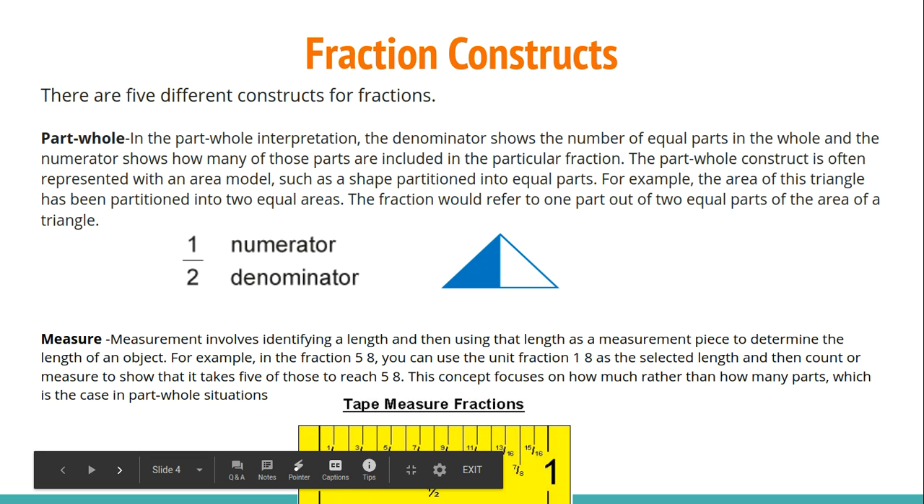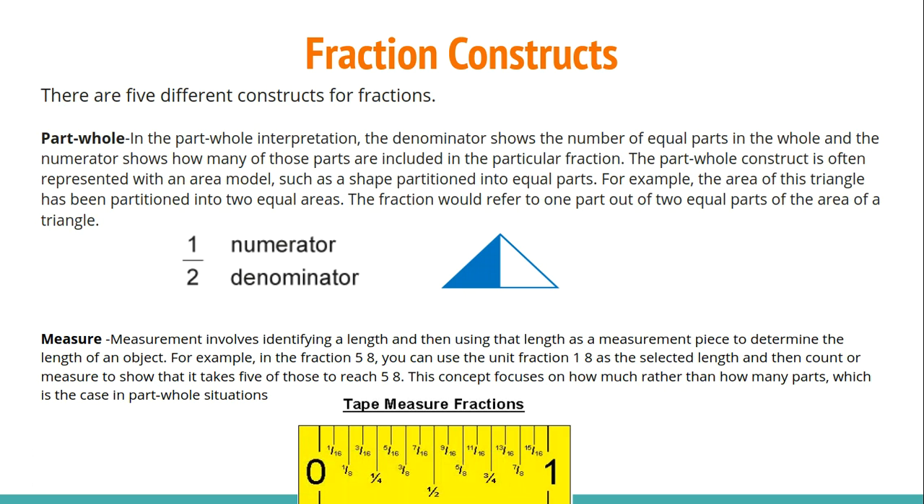I have a great example right here. The area of this triangle that you see right here has been partitioned into 2 equal areas. The fraction would refer to the one part out of 2 equal parts of the area of the triangle. So you have 1 as the numerator, and the whole would be the denominator. So the whole triangle, denominator 2, and then you split it in half. So they shaded in just half the triangle. So that would be the numerator.